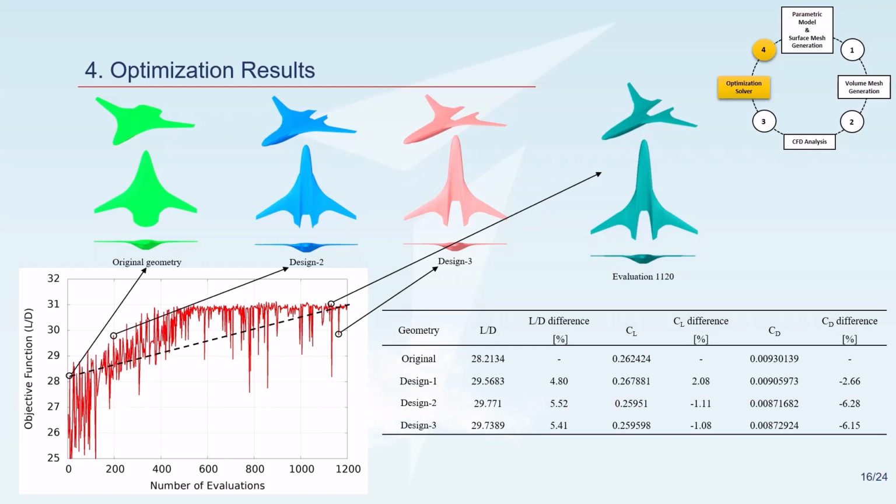And let's talk about the computational time. The average time for mesh generation is 300 seconds, and the time for the CFD analysis is 1,250 seconds on average. In conclusion, one evaluation is completed in an average of 26 minutes.